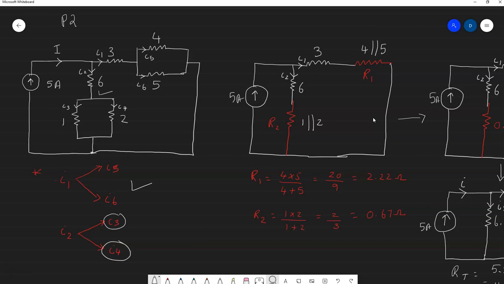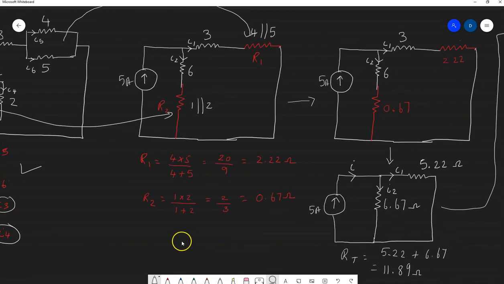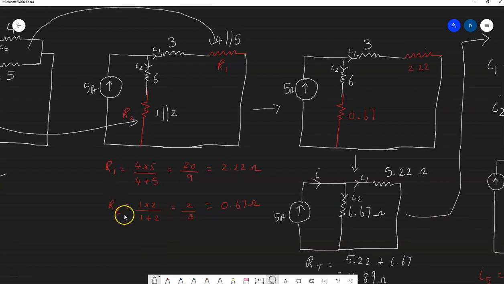Again, you just have to apply the same concept, convert this into the equivalent resistor and convert this into the equivalent resistor. So R1 will be 4 parallel 5 and this R2 will be 1 parallel 2, and I've already computed them. So this is the equivalent resistance R1 and R2. If you look here, this is R1 and this is R2, which are 2.22 and 0.67.